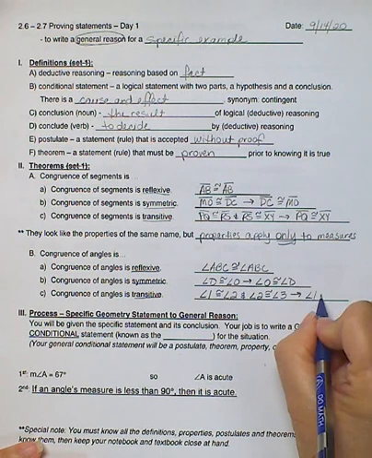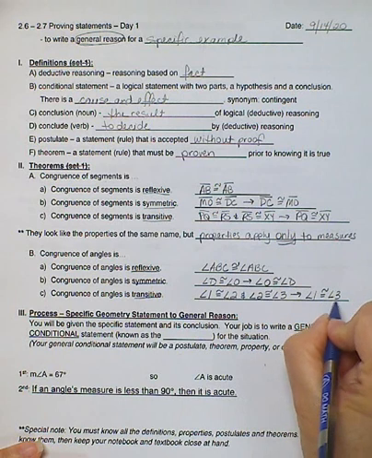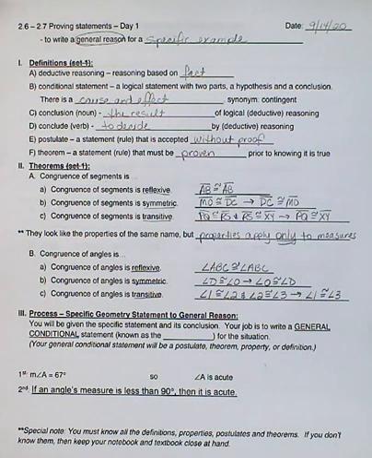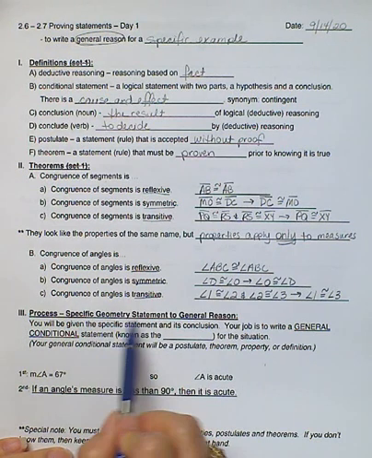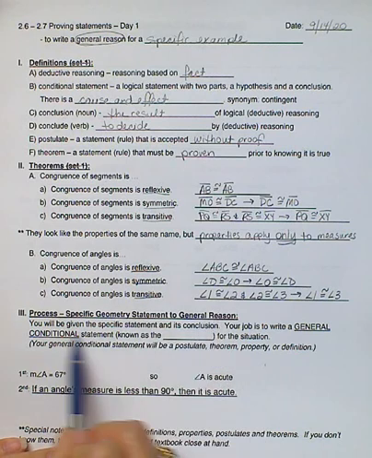Okay, so why did we go through those? Because remember, I've been telling you, you have postulates and theorems and definitions that you have to know. And our goal today is to write a general reason for a specific example. So general reasons are actually the postulates, the theorems, and the definitions. So the more of those we know, the better we can justify what we're doing. So what we're going to do today is put a specific geometric statement to a general reason. You will be given specific statements and its conclusion. Your job is to write a general conditional statement.